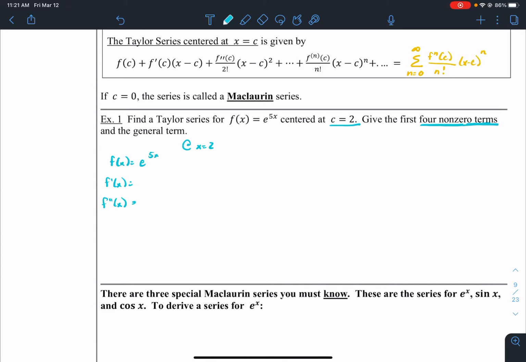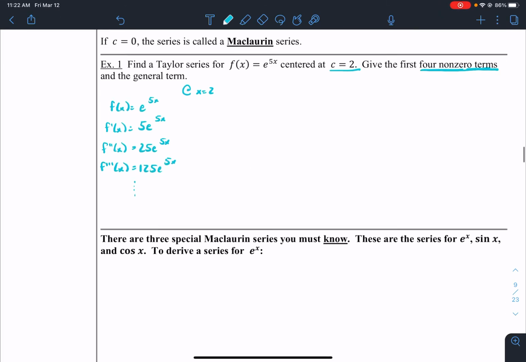So I guess I'm going to need one more here. So we'll do the third derivative as well. So pretty easy derivatives: 5e to the 5x, 25e to the 5x, 125e to the 5x. But then we're going to have what we're going to call our general term or our nth term.